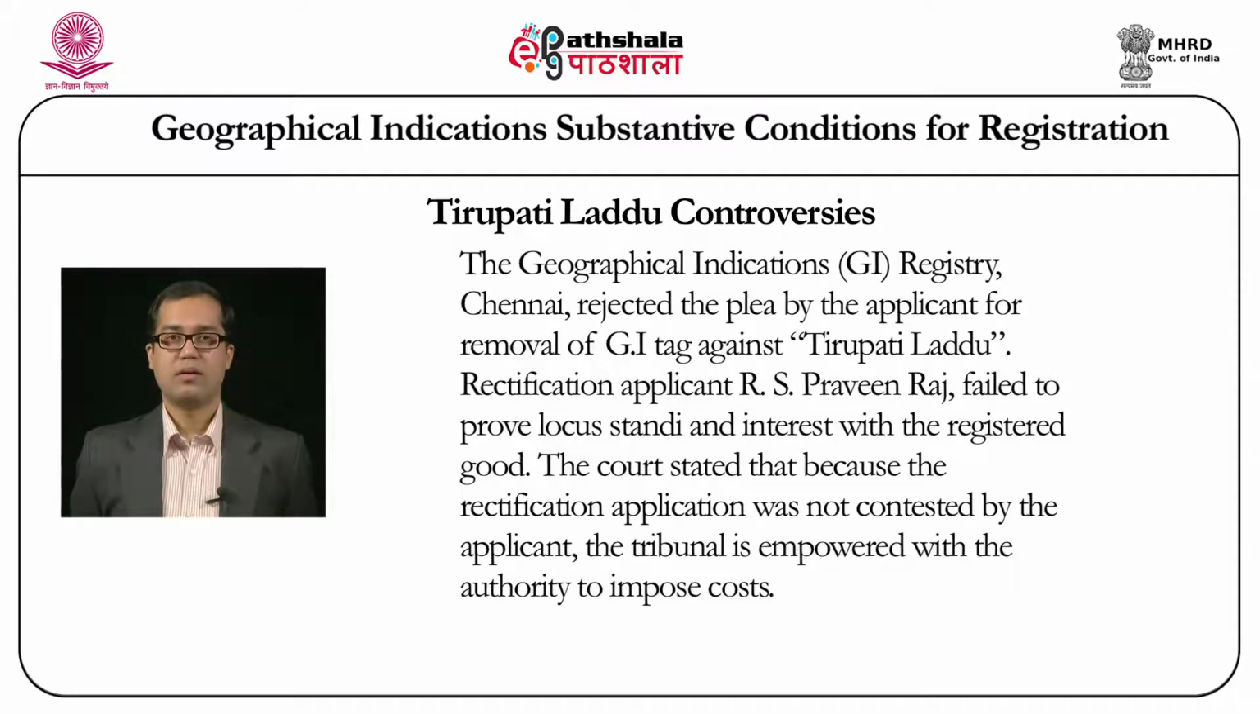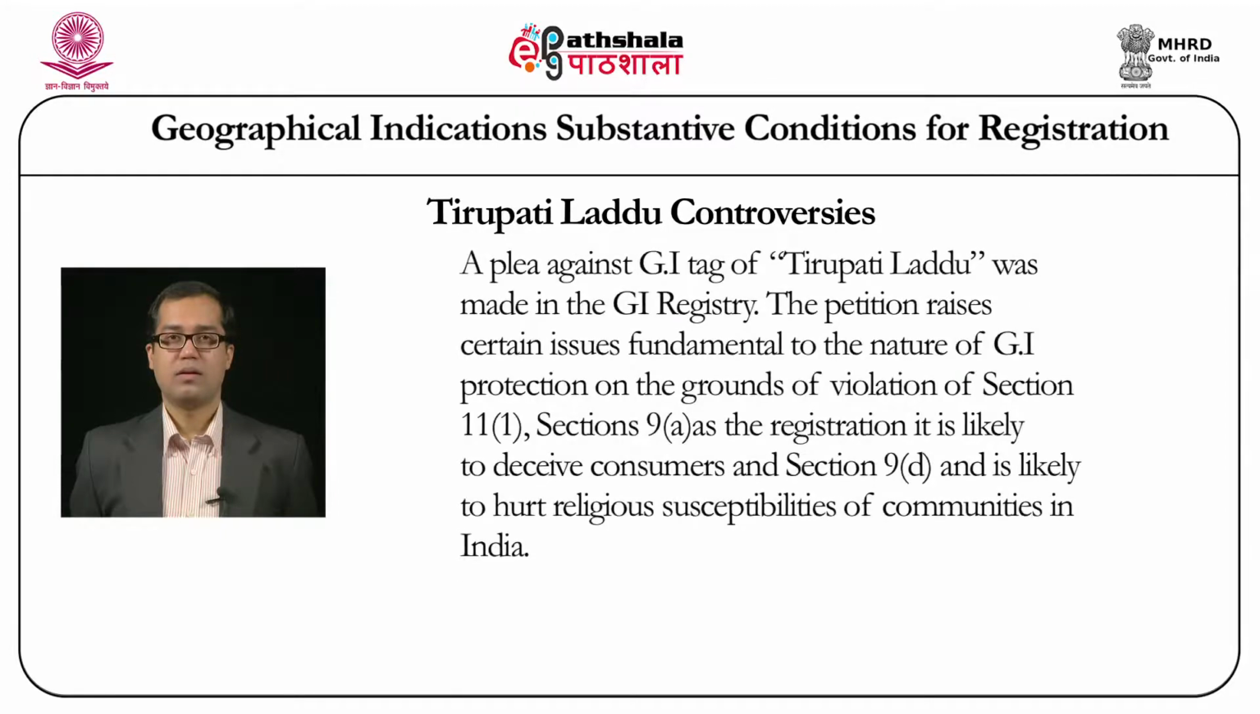R.S. Praveen Raj, a resident of Thiruvananthapuram and a scientist at NIIST, National Institute for Interdisciplinary Science and Technology, made a plea against GI tag of Tirupati Laddu. The petition raised certain issues fundamental to the nature of GI protection as violation of section 11.1 read with rules 32.5 and 32.6 A and F, as GIs are supposed to be collective community rights of protecting a group of producers.